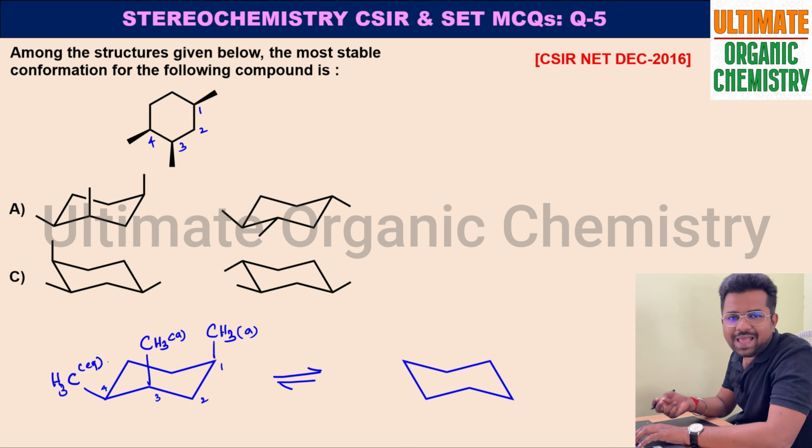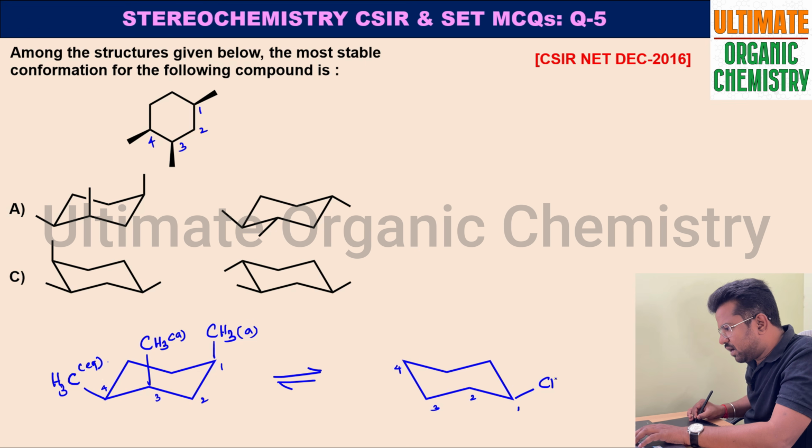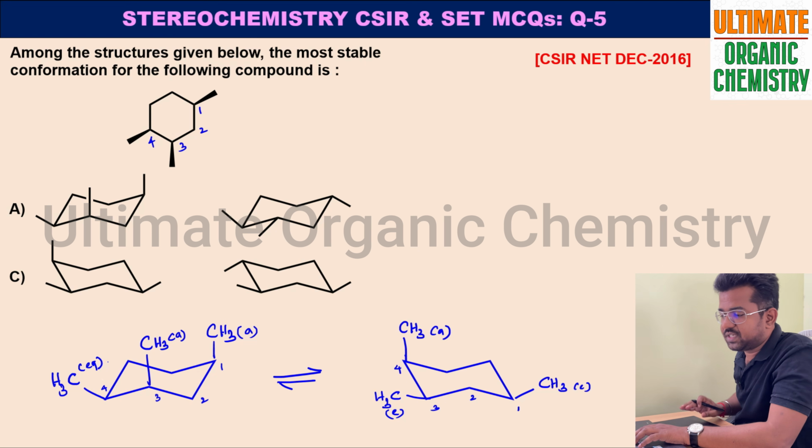And during ring flipping, the axial group will be converted into equatorial, and vice versa. So now, during ring flipping, this is first carbon, second carbon, third carbon, and fourth carbon. And first carbon axial methyl group will be converted into equatorial position, and third carbon methyl group will be converted from axial to equatorial position, and fourth carbon methyl group will be converted from equatorial into the corresponding axial position. Now, which is the more stable conformer?